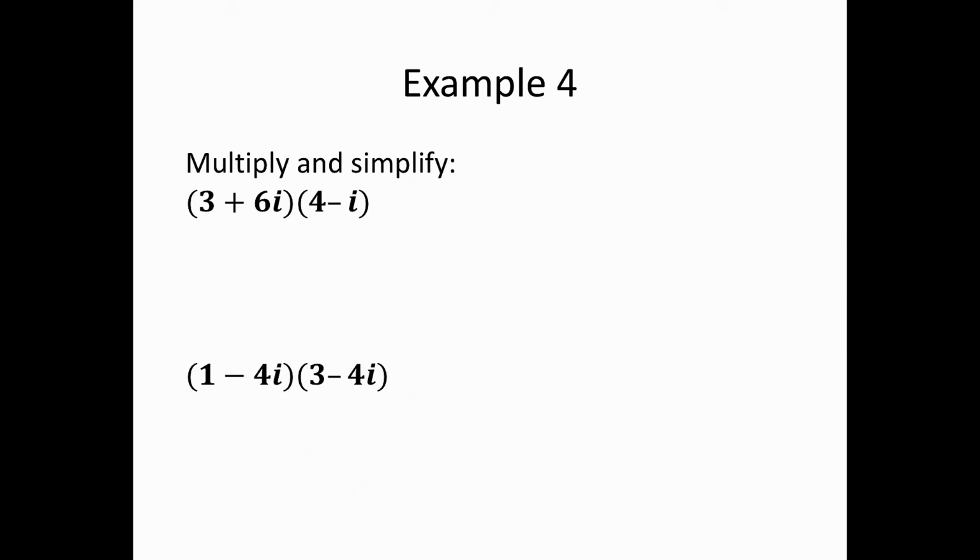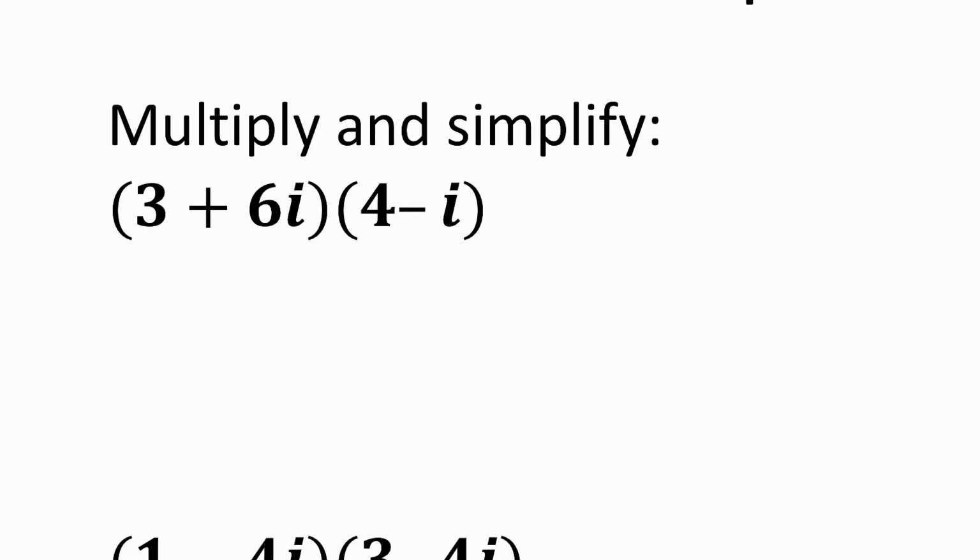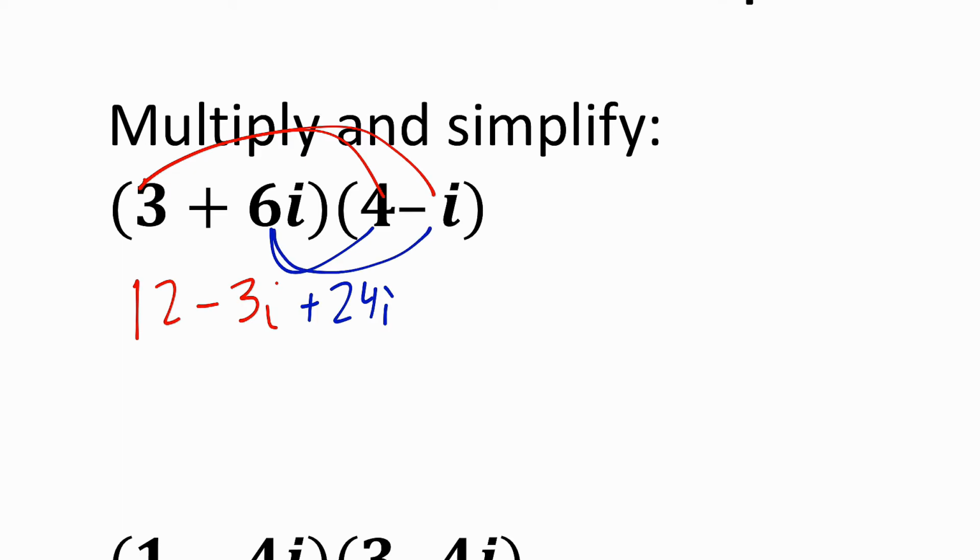Let's try this out. So 3 plus 6i times 4 minus i. So we're going to distribute just like we've done in the past. 3 times 4 is 12. 3 times negative i is negative 3i. And then we're going to move on to the 6i. 6i times 4 is 24i. And then 6i times negative i.